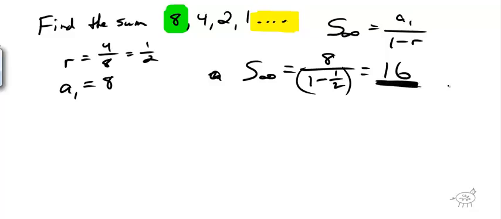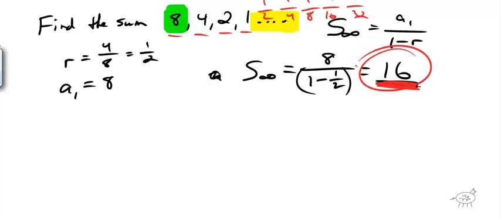And some of you guys are like, well, I don't understand. How is that the sum of the terms? Well, let's add a couple of these together. 8 and 4 is 12, plus 2 is 14, plus 1 is 15. The next term will be 1/2, so 15 and 1/2. The next one is 1/4, so 15 and 3/4, 15 and 7/8, 15 and 15/16, 15 and 31/32. So what's going on is it's getting closer and closer and closer to 16. So that is my answer for this problem.